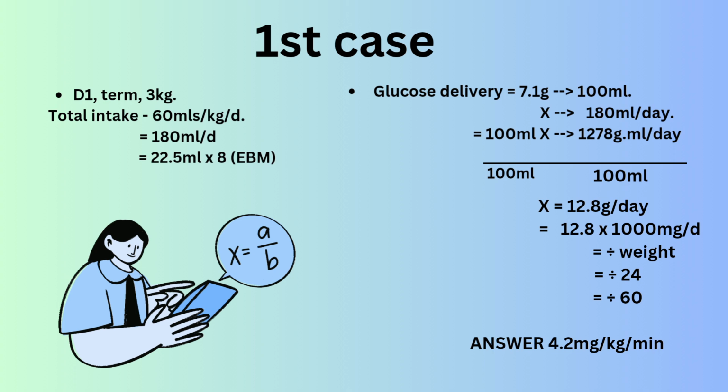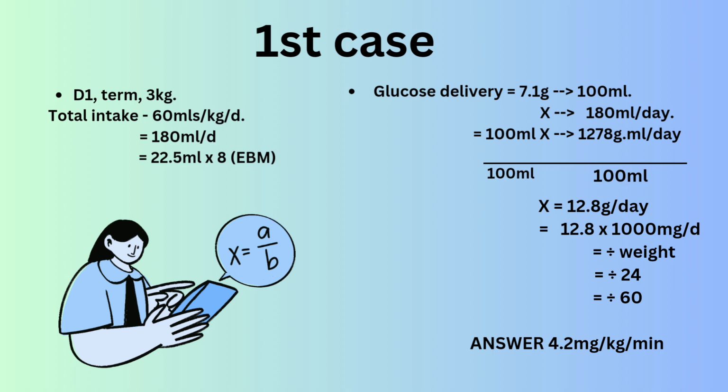So if you want to calculate the exact feed, you take that 180 ml and divide it by 8, and you will get each feed per 3 hours. So this neonate was supposed to feed 22.5 ml every 3 hours, 8 times in 24 hours.